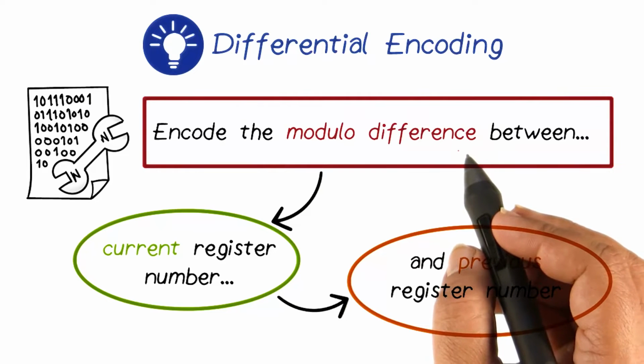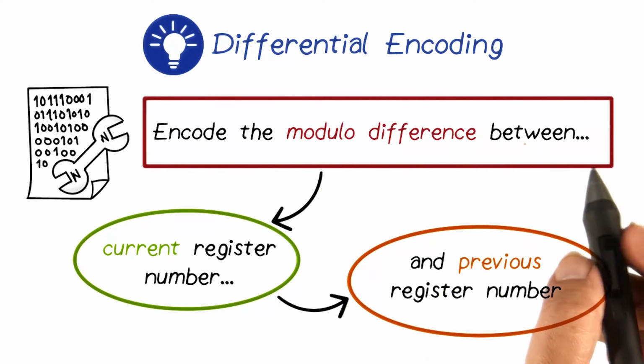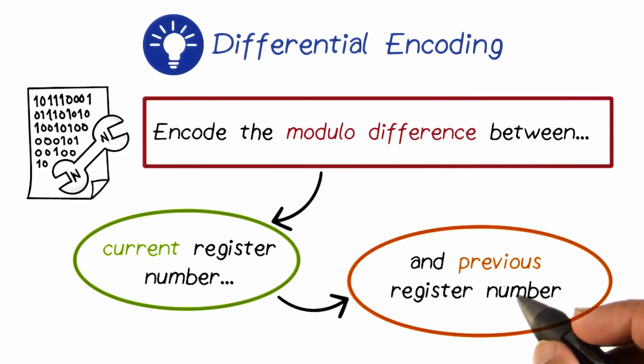The scheme involves encoding the modulo difference between the current register number and the previous register number, and using that as a way of accessing a register. In other words, in this scheme, we'll have to compute inside the instruction. When it executes, it will compute the actual register number by using the difference.